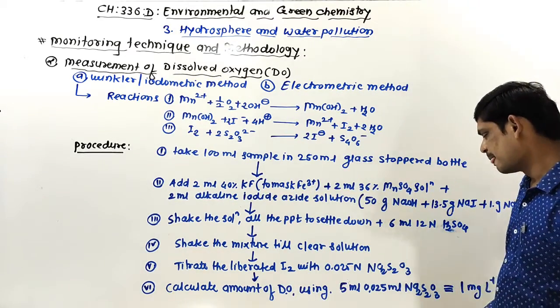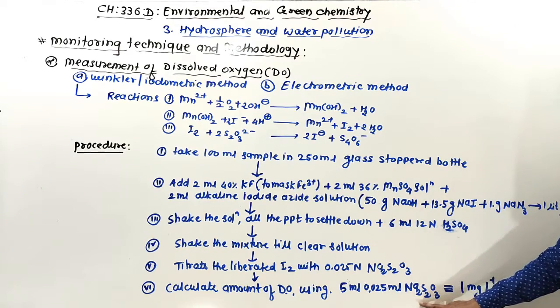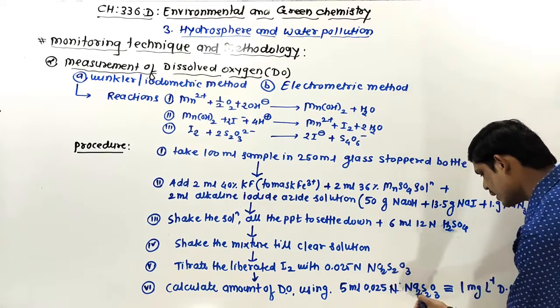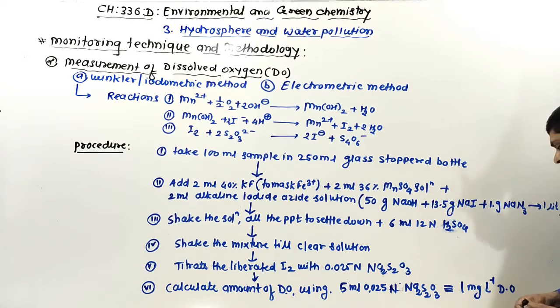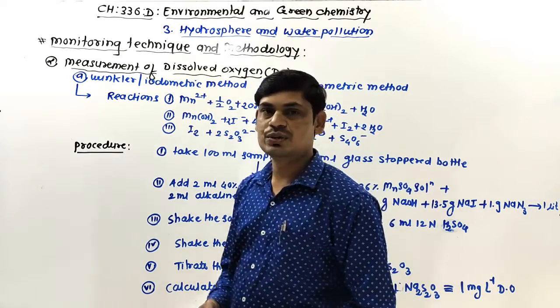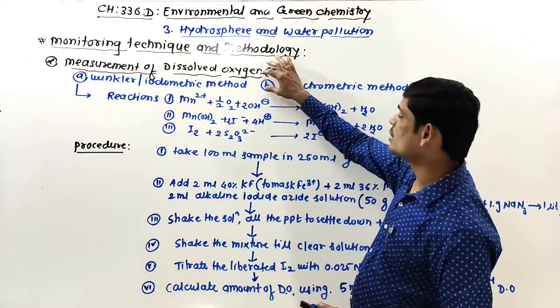For that purpose, one equation is used. So 5 ml of 0.025 normal Na2S2O3 is equivalent to 1 milligram per liter of dissolved oxygen. So students, in this way we can measure the dissolved oxygen.